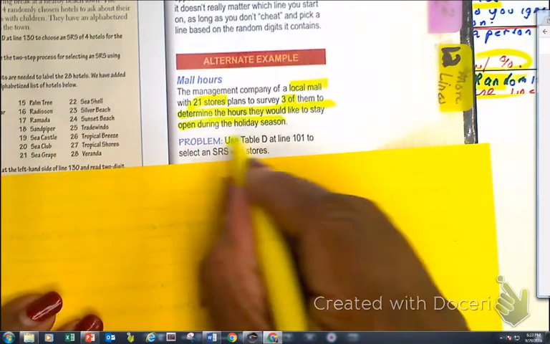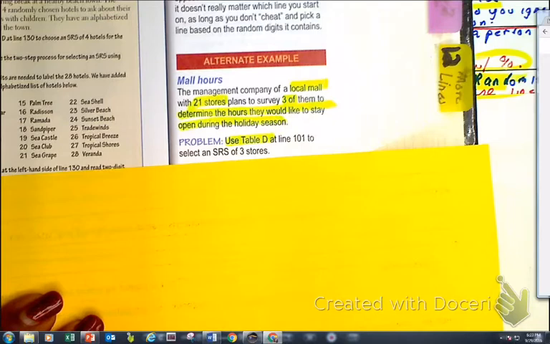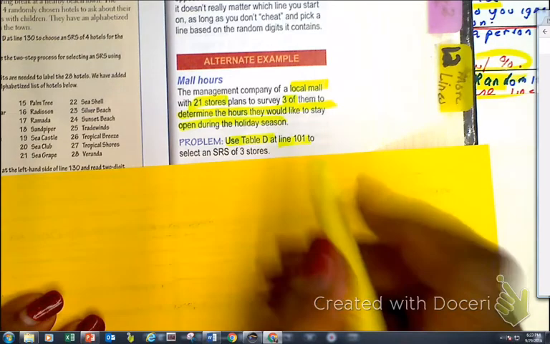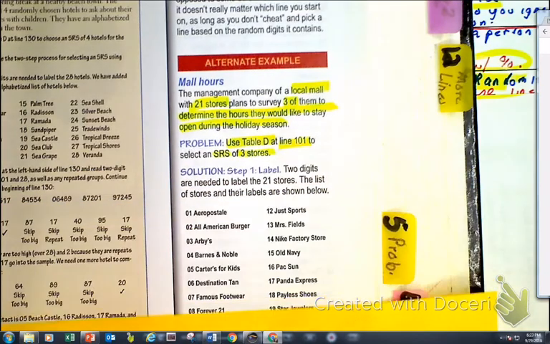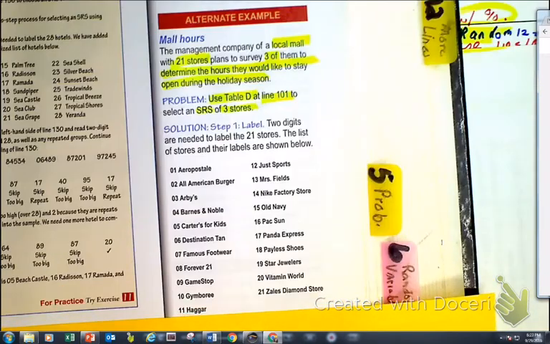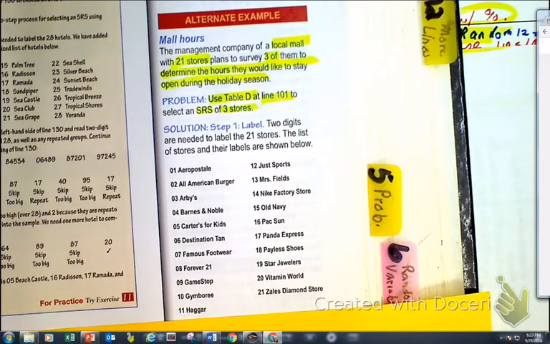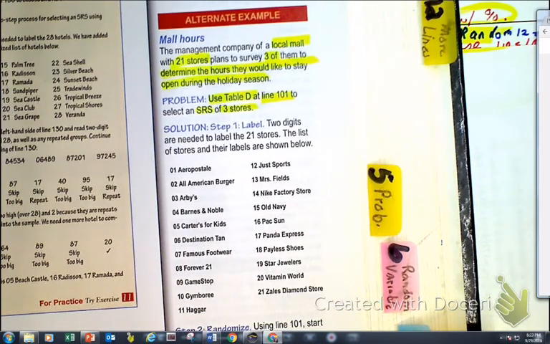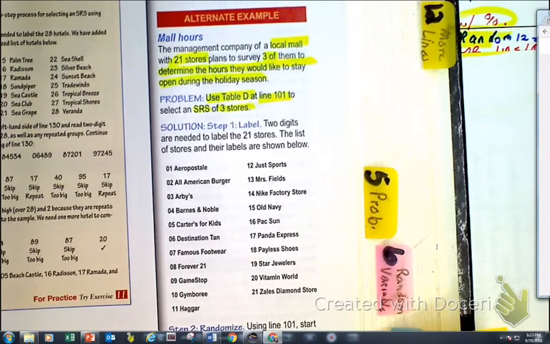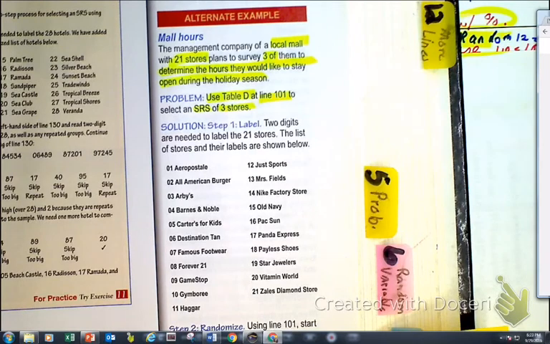We use that Table D that was in the back. They started at line number 101, and you can refer back to that page. We're going to do an SRS just like we did for the earlier example to select 3 stores. Step 1 is to label all of the stores. That takes us to step 2. After that, you're going to use your random digit table just like we did a minute ago to find out which 3 are going to be selected.